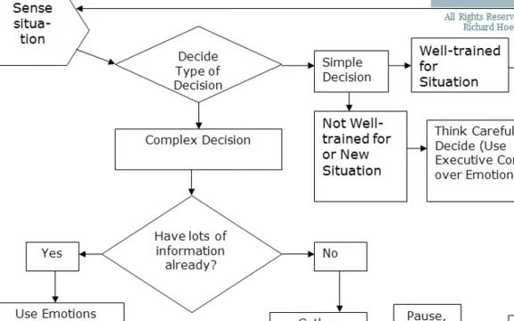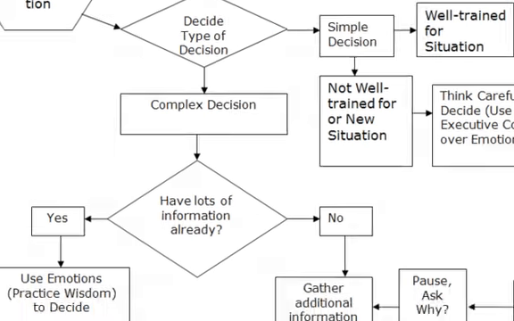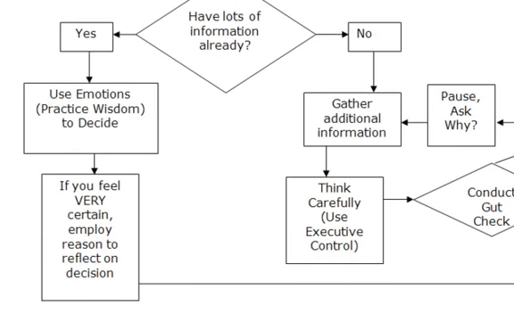Now let's assume that we go back to that diamond in the top left, and we decide that we have a complex decision that's before us. In this case, we're going to need a lot of information. So the first decision we have to make is, do we already have lots of information or do we not? If we do, then we head over to the left-hand side here, and we can use our emotions or our practice wisdom to decide, because we already have a lot of information.